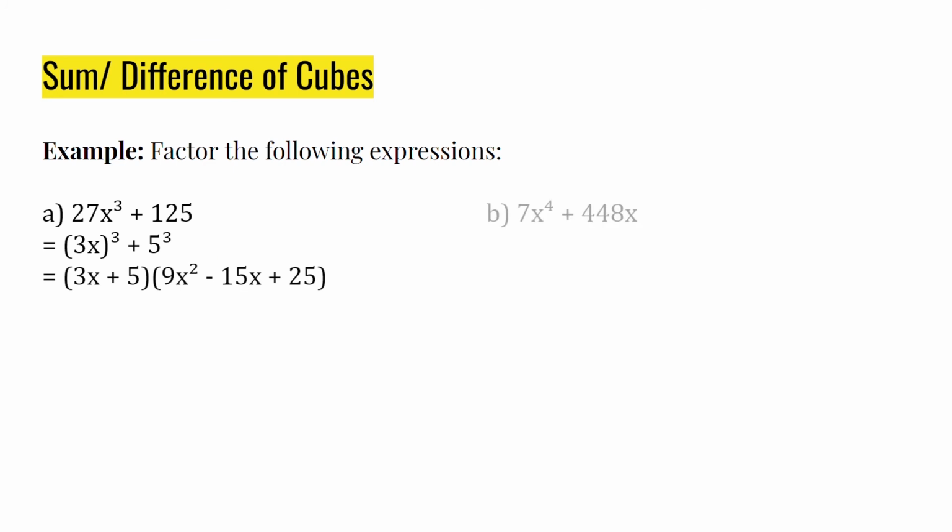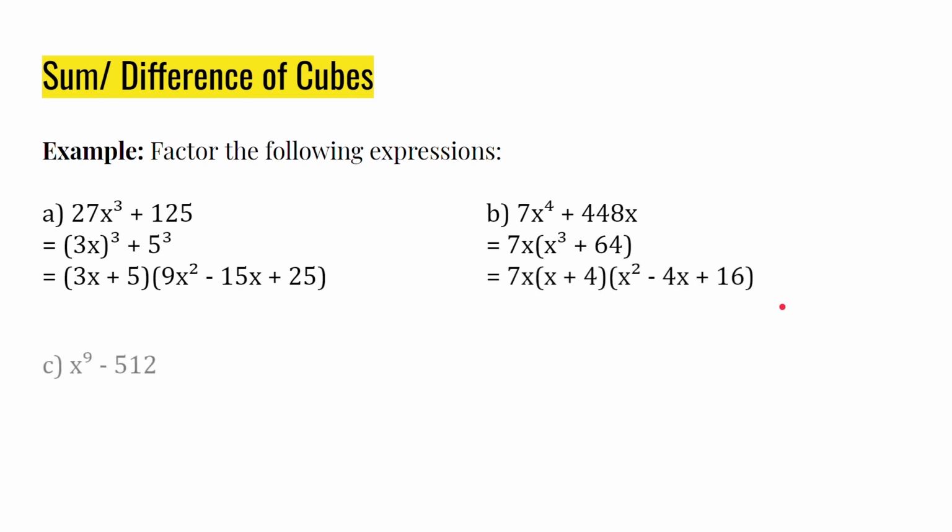Next, B. 7x raised to the power of 4 plus 448x. First of all, we must divide out the common factor, which in this case is 7x. This leaves us with a sum of cubes, so we can further factor it into this.